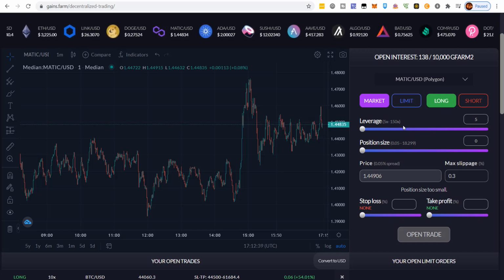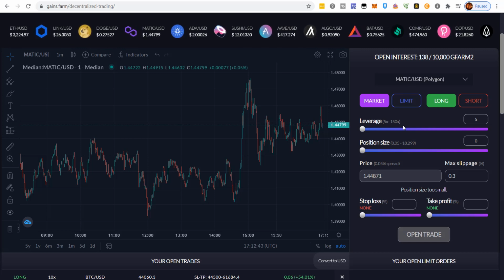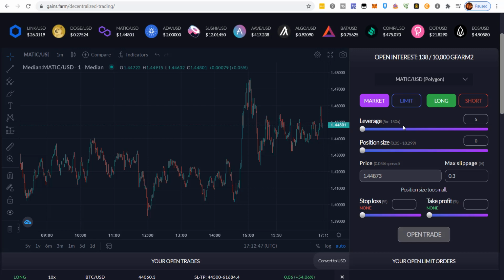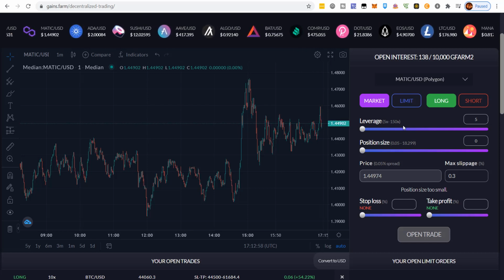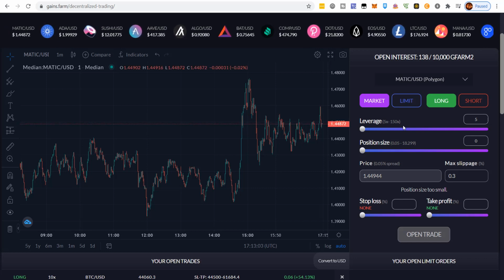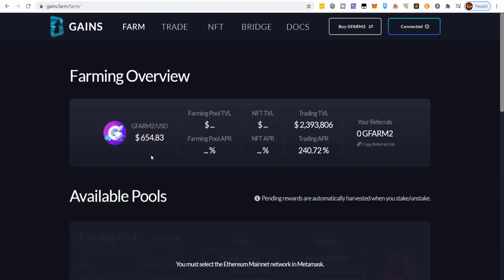The other thing that I would like to see on this platform is being able to easily integrate some bot trading. Now, you can program a bot. If this project continues to go well, I may look at getting a bot programmed for us that we can use. I recommend that you check out this platform. It is super, super simple. To buy the GFarm token, all you have to do is come over here to farm, currently at $654. It's doing really, really well.